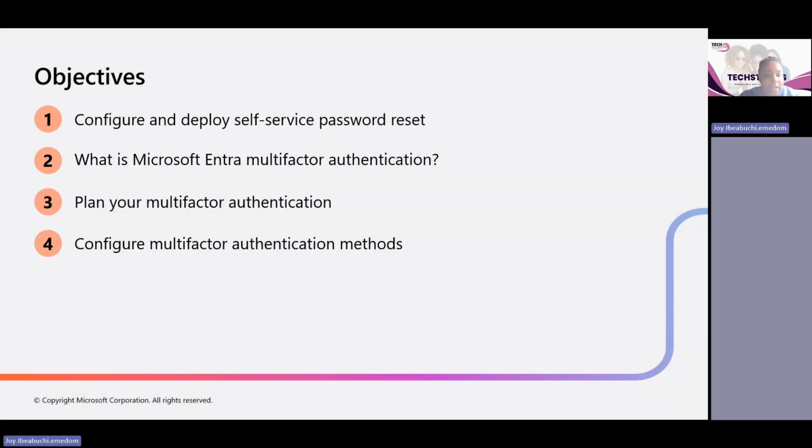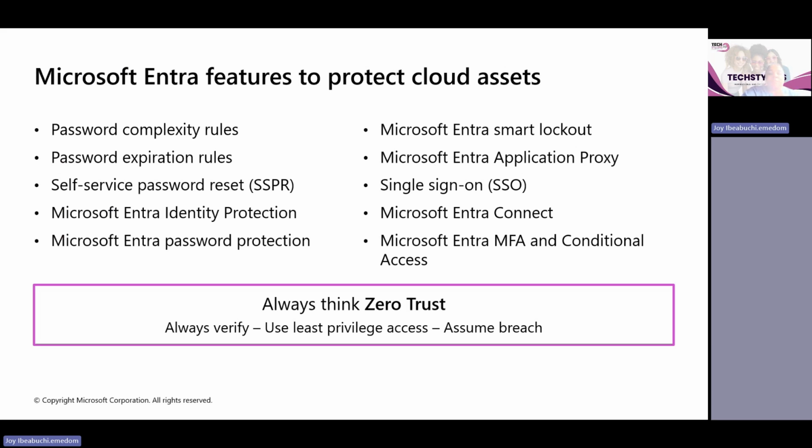First of all, we focused on Microsoft because, like we explained, there are so many identity providers, but in Textiles we're very heavy on preaching Microsoft technology. And so we focused on looking at Microsoft Entra. The zero trust methodology would say always think zero trust, always verify, use privilege access, assume breach, right? And in order for you to achieve this, protect the cloud assets, right?